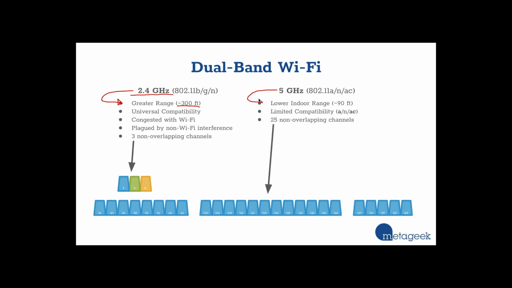5 gigahertz, on the other hand, has a much lower indoor range. It's only got about a 90-foot range indoors. Now, that's great. We've all heard this before. But why? Why do they have different ranges? Well, it's because of the way that different frequencies work.